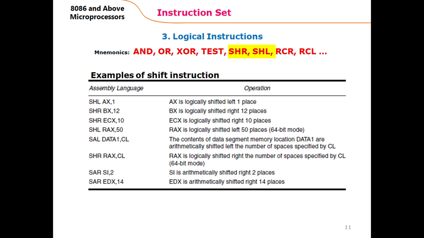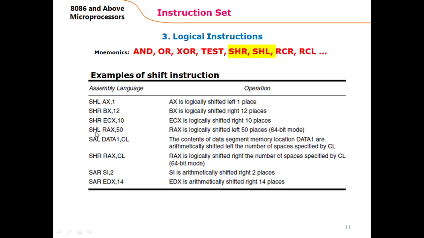And this is shift right, logical shift right, where the 16-bit value in the BX register is logically shifted right 12 places. So that means that the value in the BX register is shifted one place, but this process is repeated 12 times. And similarly, logical shift right ECX, 10, this is a shift instruction in 32-bit mode. This instruction logically shifts right the 32-bit value 10 times or 10 places.